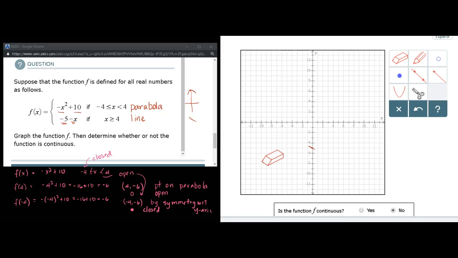Now let's map the points. So vertex first, and then choose the downward opening, and then map the 2 points, (4, -6) open, and (-4, -6) closed. Now we don't want all of the parabola because the domain is only from -4 to 4. So the part that we want is only this, and we don't want the tails.